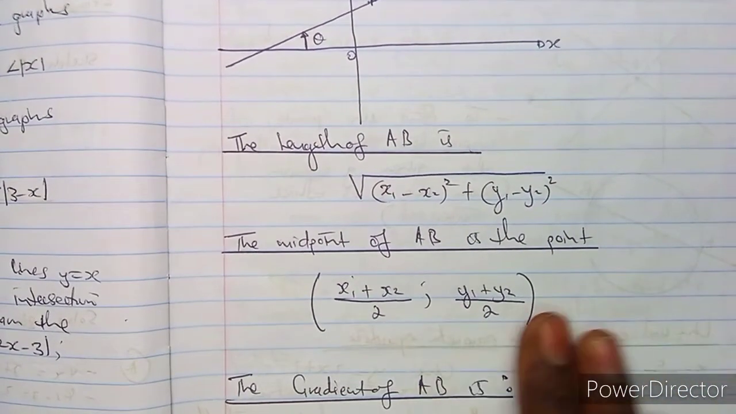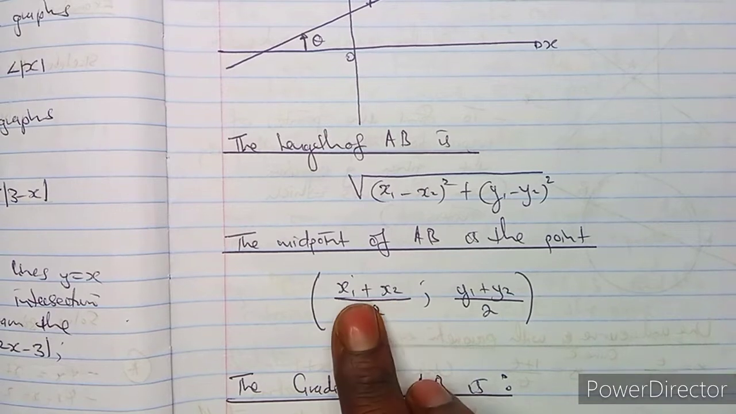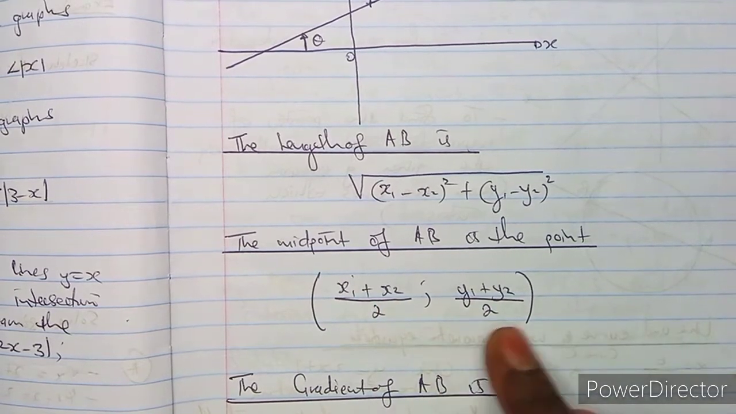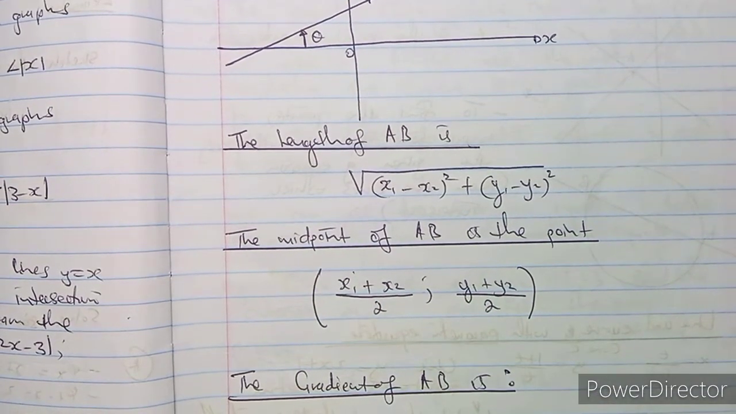And the midpoint is simple. You can write it as x2 plus x1, y2 plus y1, then you divide by 2. That is the midpoint, where you are given two points on a line. The midpoint is the center.